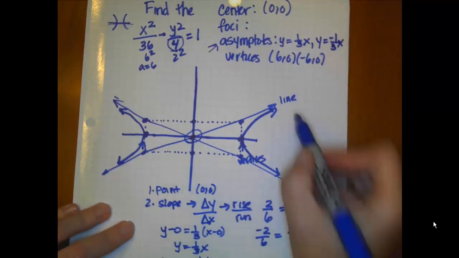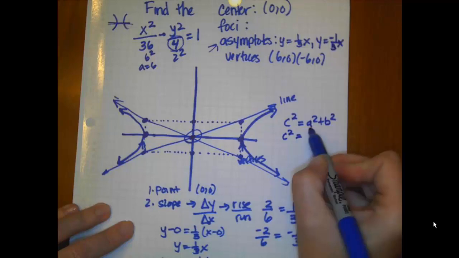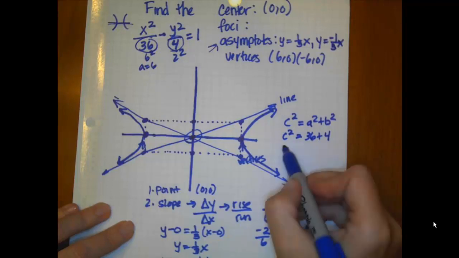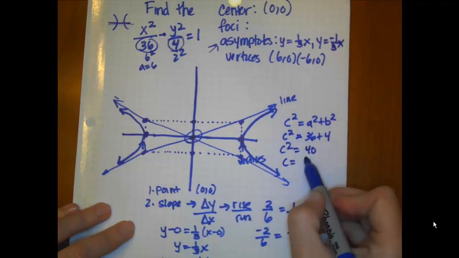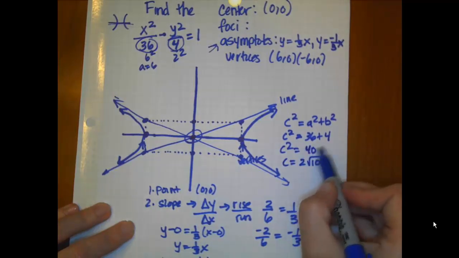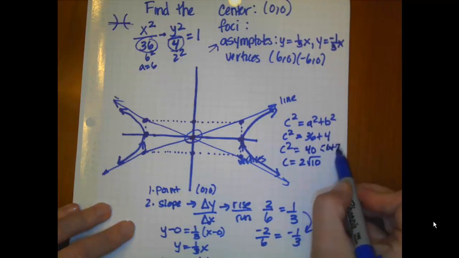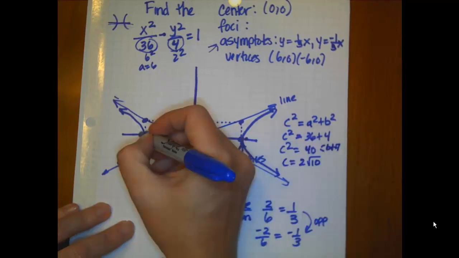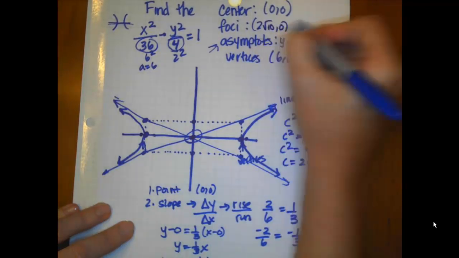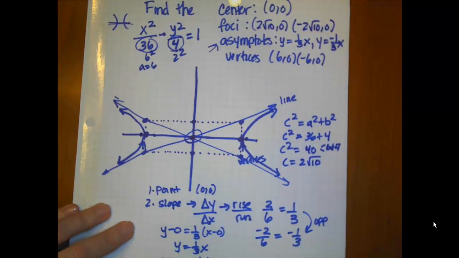To find the foci, c squared is equal to a squared plus b squared. My a squared is 36, my b squared is 4. So you basically take a sum of the denominators. That gives me 40. And so when I take the square root of 40, I get 2 square root of 10. And remember, the square root of 40 is going to be a number between root 36 and root 49. So it's a number that is between 6 and 7. So if I wanted to plot them, the foci would be approximately right there and there. So my foci are at (2 root 10, 0) and at (negative 2 root 10, 0). And that is all of the information for example 1.